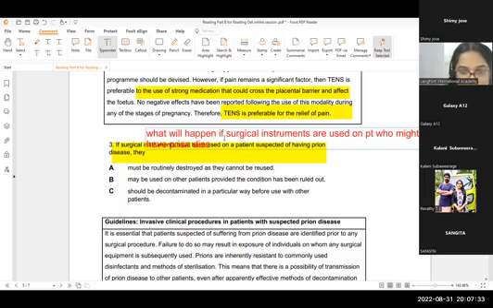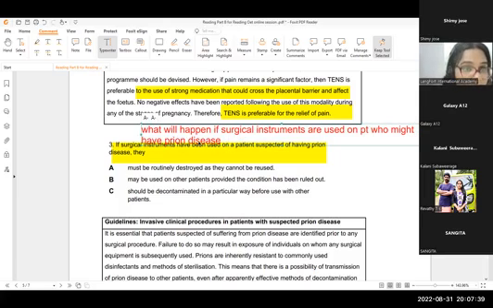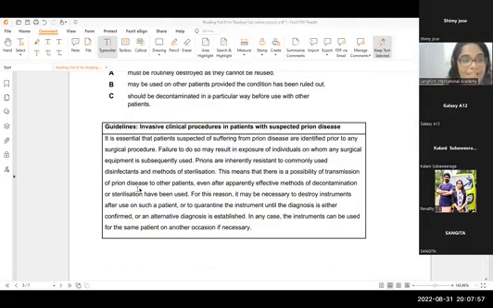So among these three options, we need to figure out what will happen if surgical instruments are used on patients who might have prion disease. We are not sure, but there is a possibility. What may happen? All of you take a second, read the extract. No, not a second, take 50 seconds and read the extract.